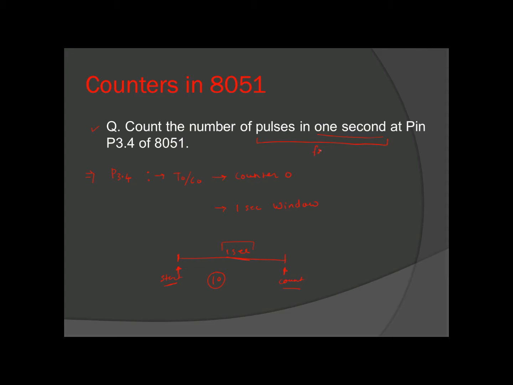So in other words, the problem statement can also be formed like: find the frequency of a wave connected to pin 3.4 of 8051. So the solution for both the problems will be the same. Now we have considered two things from this problem statement. First is, since we need to use pin 3.4, that means counter 0, and we need a 1 second window as we want to count the number of pulses in 1 second.